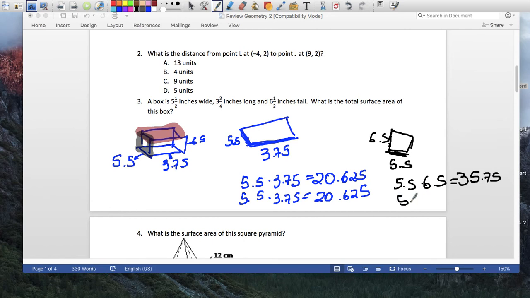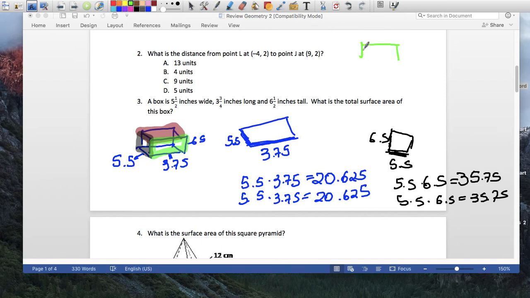And I know there's another one, so it's also going to be 35.75, right? So there's one on the left side and there's one on the right side. And finally, we're going to do the face here. The face is the front part over here.